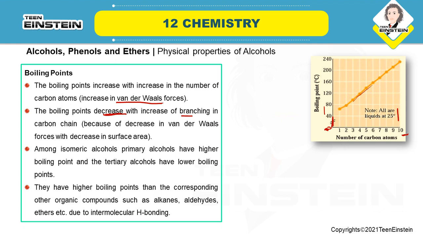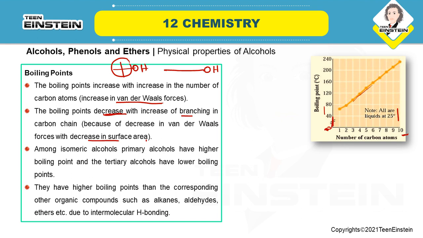Now the reason is that when we are increasing the branching, there is a decrease in surface area. So suppose it is a linear chain and then a wedge group, but suppose there is a branching like this and then a wedge group. Now it is more spherical, right? So when it becomes more spherical, we know the surface area will decrease, and when surface area is decreasing, van der Waals forces also proportionally decrease.